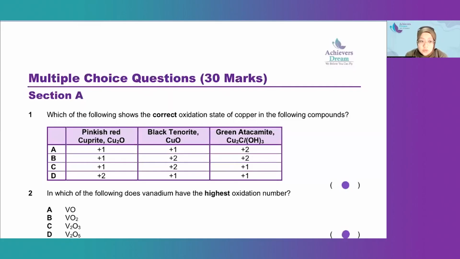Question 1. Which of the following shows the correct oxidation state of copper in the following compounds? Okay, so you are given 3 compounds here, but before we even calculate the oxidation state of copper, there are a few rules which you need to know before you calculate the oxidation states.